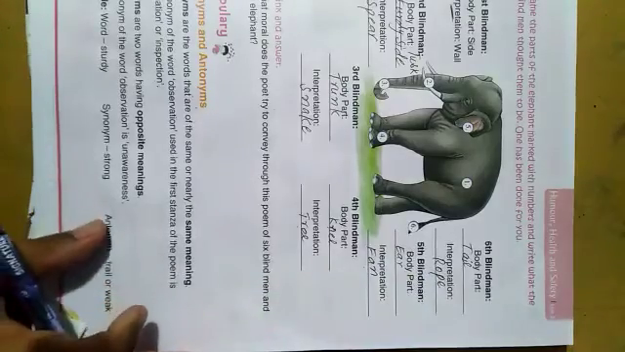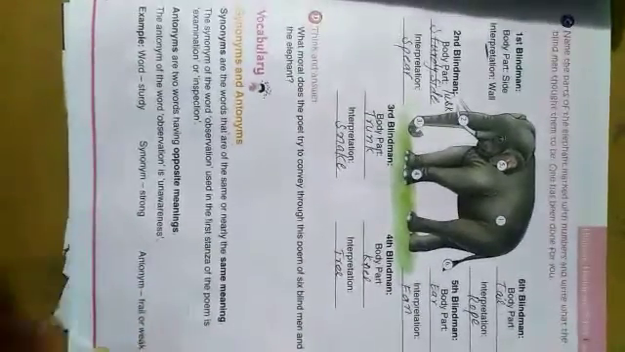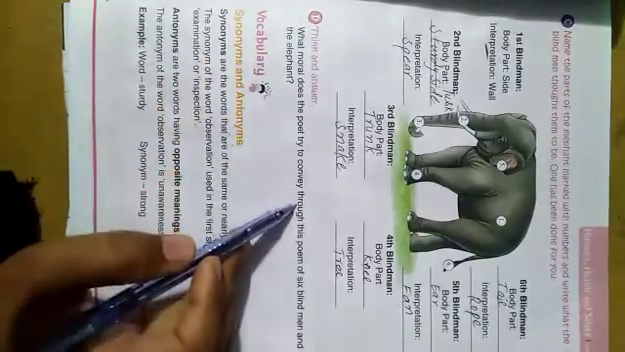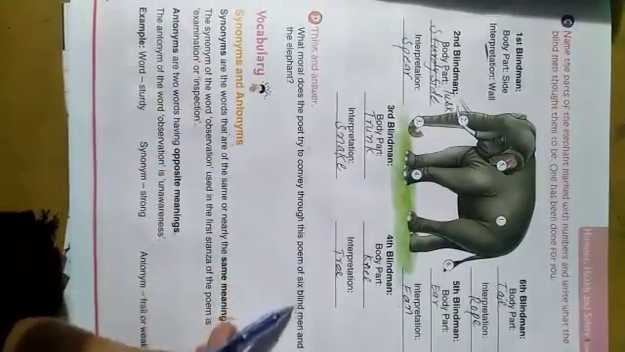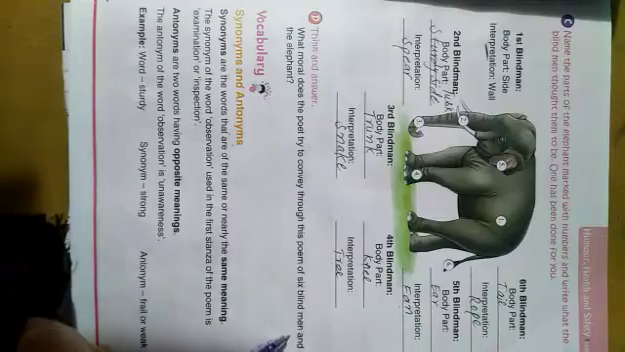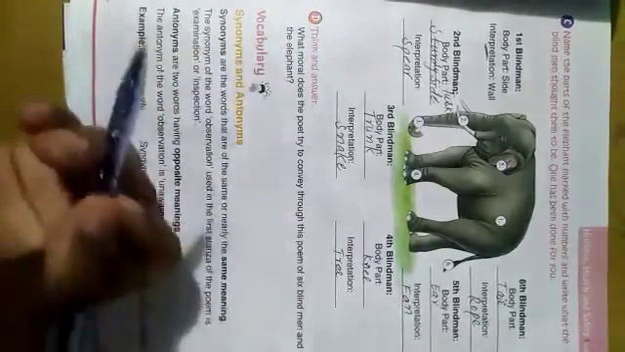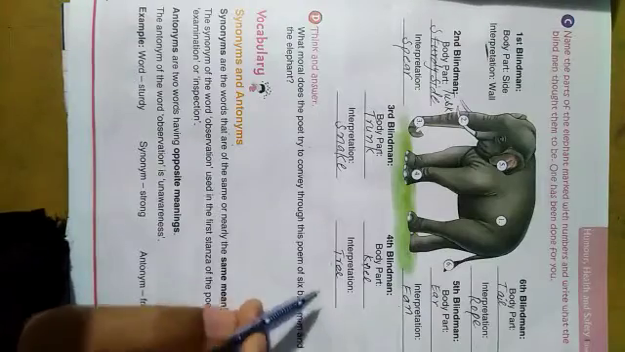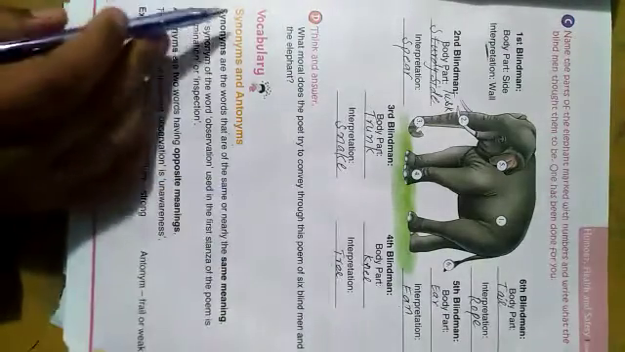Now we have some more. Think and answer. What moral does the poet try to convey through this poem of 6 blind men and the elephant? Think and answer. I hope you will be able to write the answer of this after reading the whole poem.